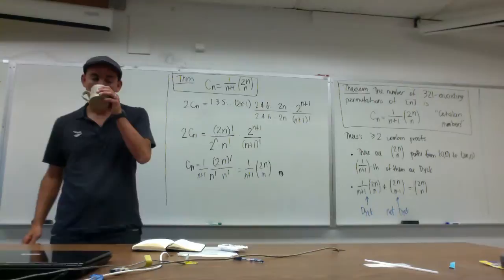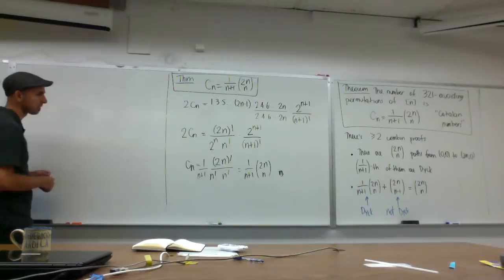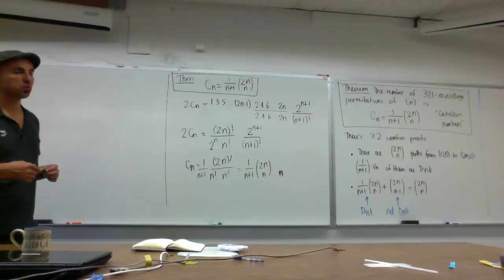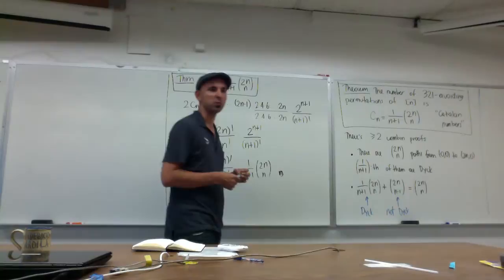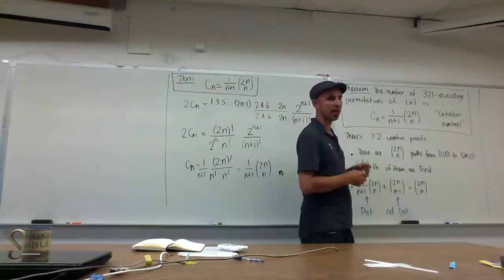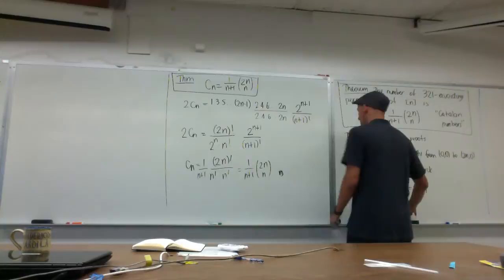So having done that, I introduced Catalan numbers to you, I proved the formula to you, but we still haven't come any closer to proving the theorem that we meant to prove, which is that the number of 3-2-1 avoiding permutations is Catalan. So let's talk about why that's true.